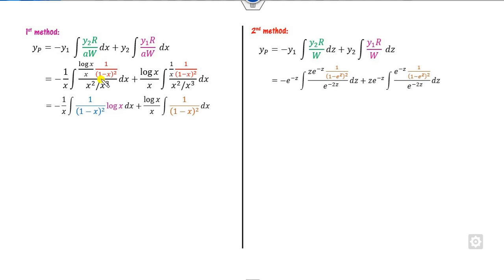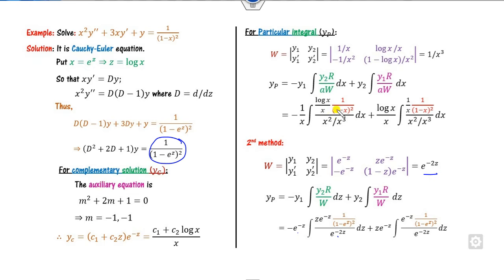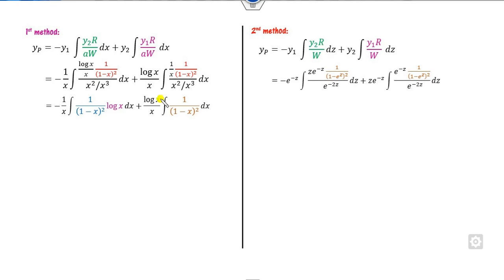For example, if I try to solve this portion, you can clearly say that this is 1 by x, this will be cancelled out, it's a log x over here. Again 1 by x, and this 1 by x will be cancelled out. How can you integrate them? The integration of this is very simple.